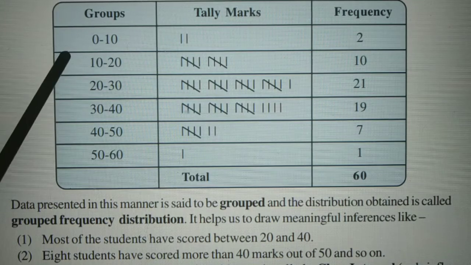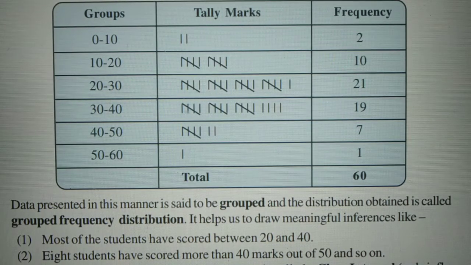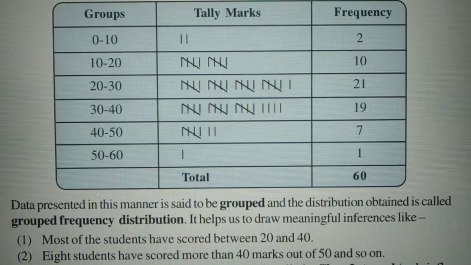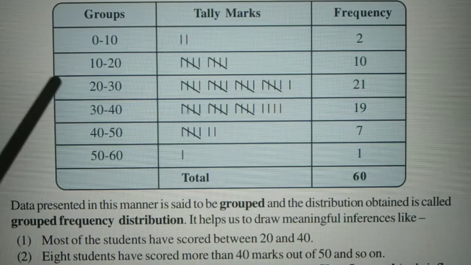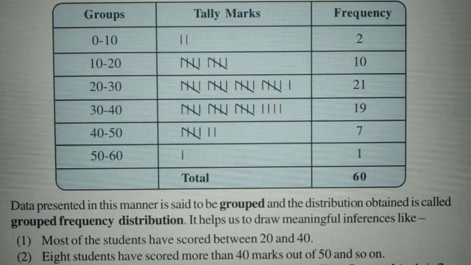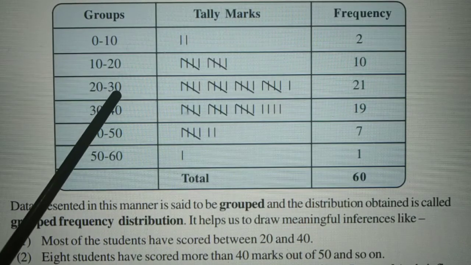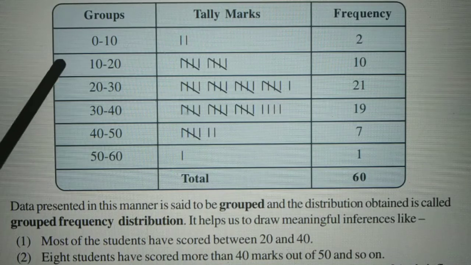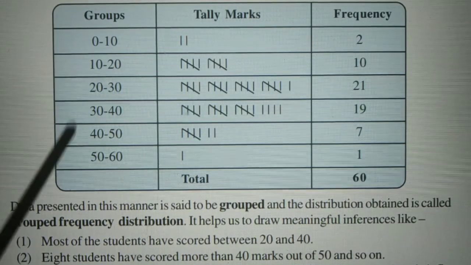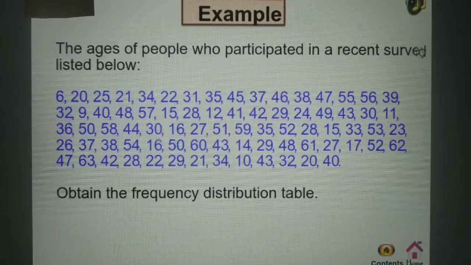Understand this thing. Suppose a student has 10 marks. That student will be counted in the range 10 to 20, not in the range 0 to 10. Similarly, if a student has exactly 20 marks, then that student is counted in 20 to 30, not in 10 to 20, and so on. So just remember these points, and we can easily frame the frequency distribution table.